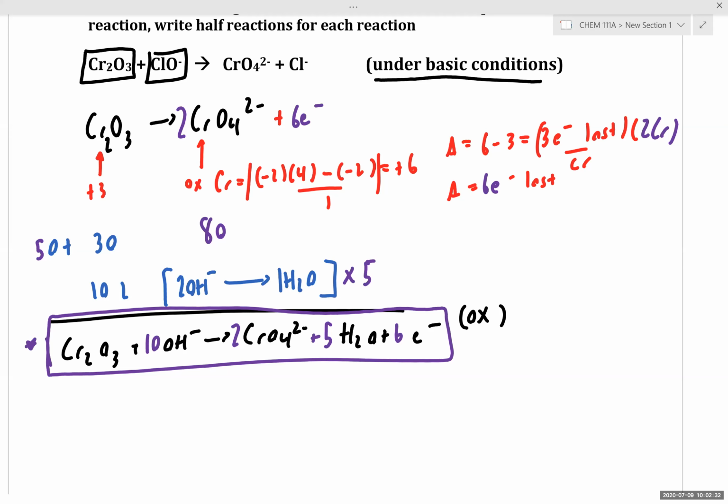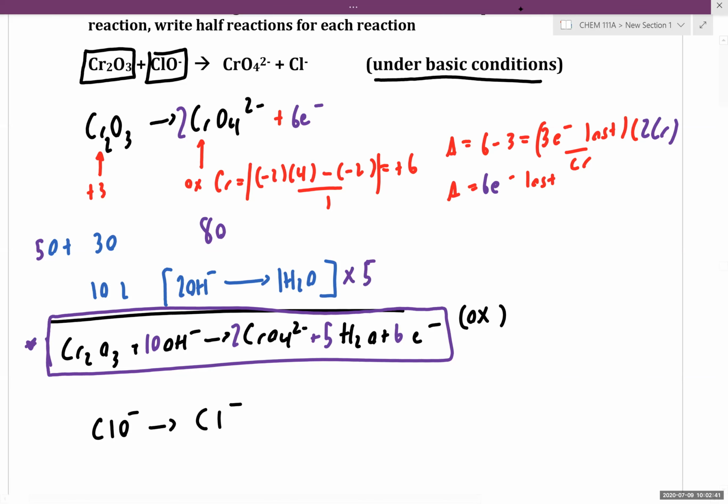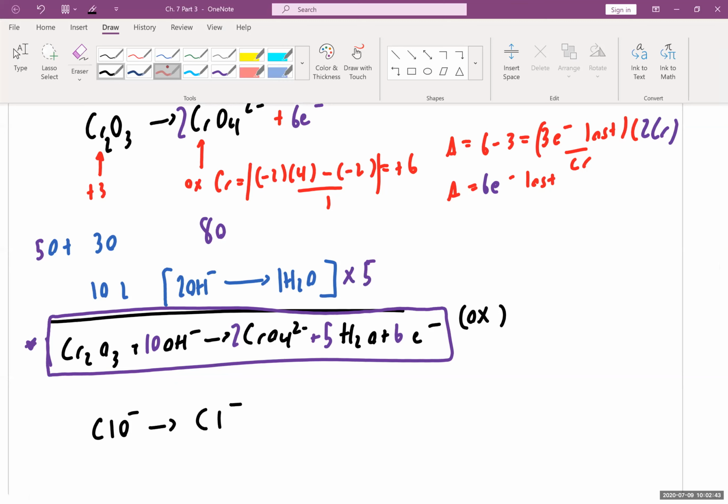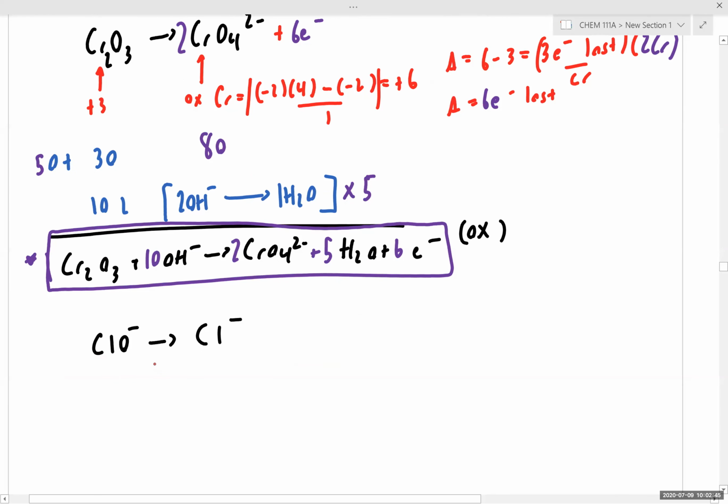So let's discuss this example. First and foremost, we have hypochlorite going to chloride. We have the same number of chlorine atoms on each side. In hypochlorite, chlorine has a +1 oxidation number. In chloride, it has a -1 oxidation number.